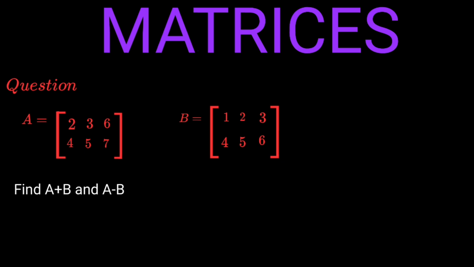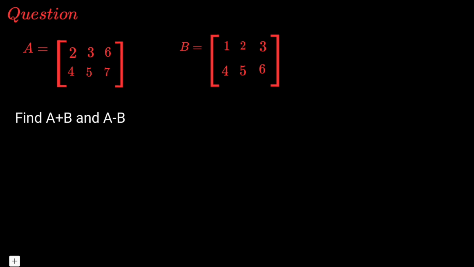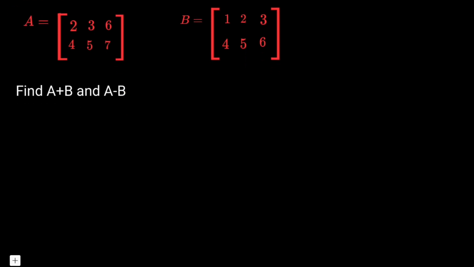In this video we are going to solve a question under addition and subtraction of matrices, but in this case we have a 2 by 3 matrix to add and subtract. So let us start. The question says A is this and B is this. We should find A plus B and A minus B. Okay, so this is very easy.